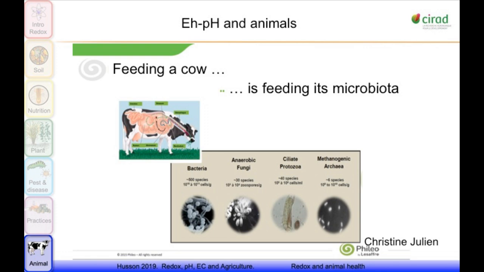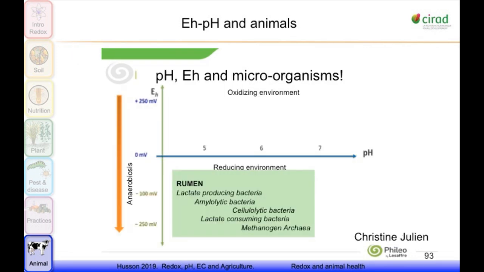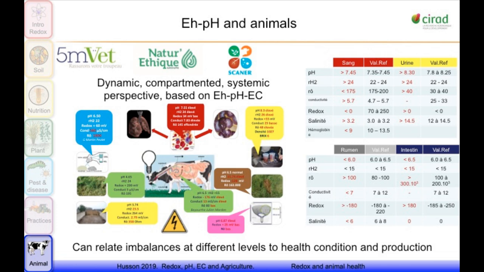Just to give you an idea, lactate-producing bacteria, amylolytic bacteria, cellulolytic bacteria, we know where they are, the different ones. We know the redox level. And all these colleagues, they are vets, they measure in the water, in the soil, in the grasses, in the feed, in the blood, in the rumen, in the stomach, in the milk, in the urine, and in the dung. And they have the reference level. And they know which disease occurs when you raise these different parameters. So it's used in France, in farms at the moment.